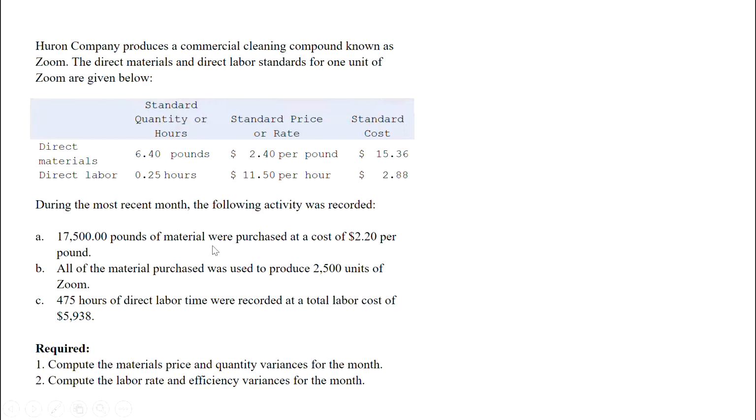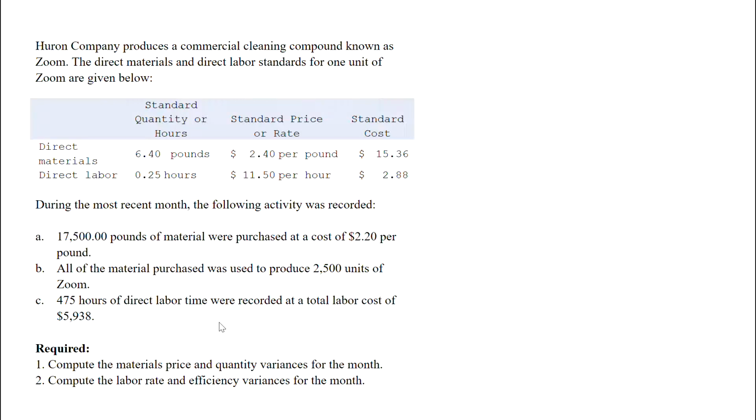So now we jump down to A, B, and C, and this is actual information. The amount of material we purchased was 17,500 pounds, and the cost per pound that we actually paid for the material is $2.20. The number of finished units, or Zooms, whatever they happen to be, that we produced is 2,500. And the actual amount of direct labor hours was 475 for a total actual direct labor cost of $5,938.